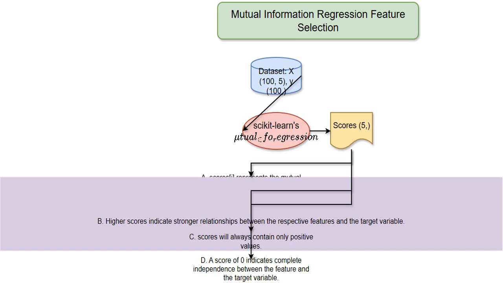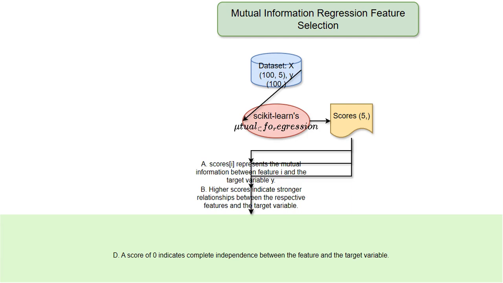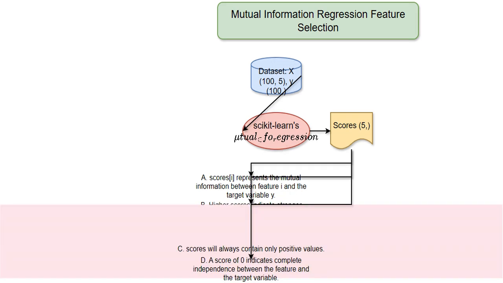It's like having a clue that strongly points to the criminal. If a number is 0, that feature is totally useless for prediction. It's like having a clue that has absolutely nothing to do with the case. There is no relationship. This isn't always true. While the mutual information itself is always positive or 0, numerical issues in the calculation might produce very small, almost 0 numbers that are effectively 0.